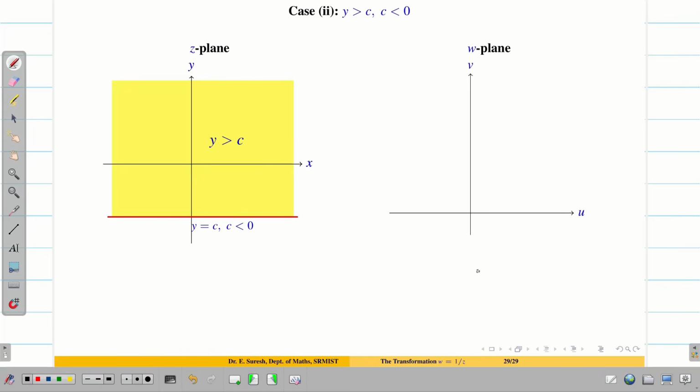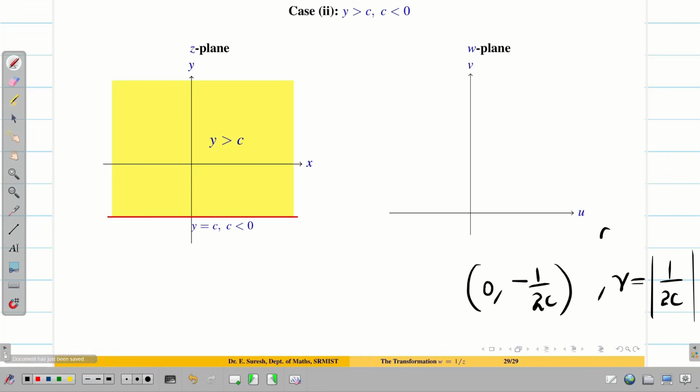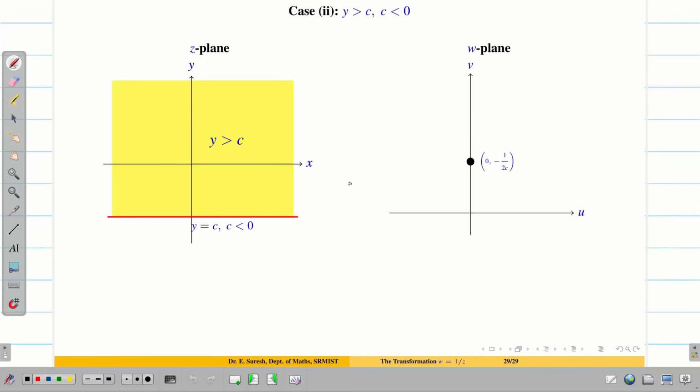Next, when you come to the w plane, the center is 0 comma minus 1 by 2c and the radius is modulus of 1 by 2c. Since c is less than 0, whatever value you take, the v value will always be positive. So we may get 0, 1, 0, 1 by 2, 0, 3, 0, 4, any value above the u-axis. So now I mark this as 0 comma minus 1 by 2c. Let us draw a circle with radius modulus of 1 by 2c.